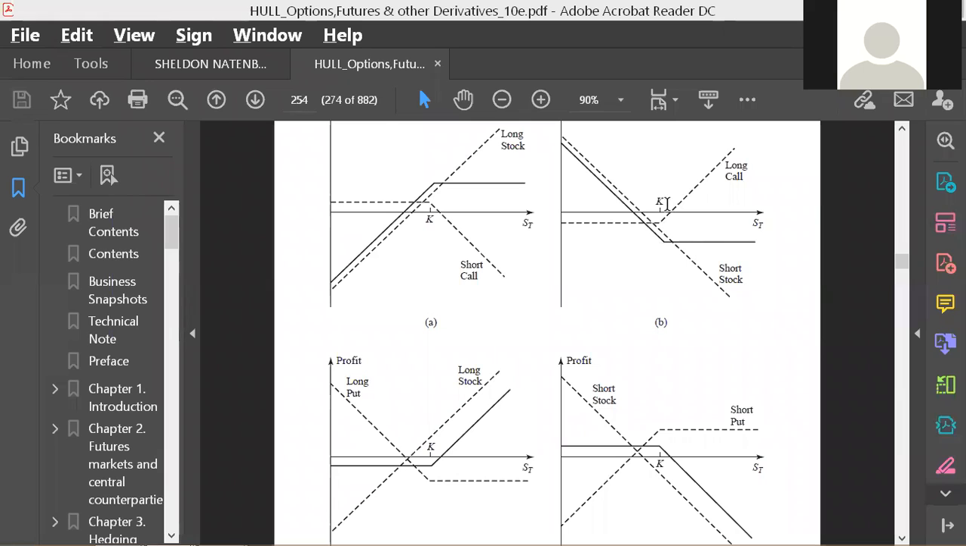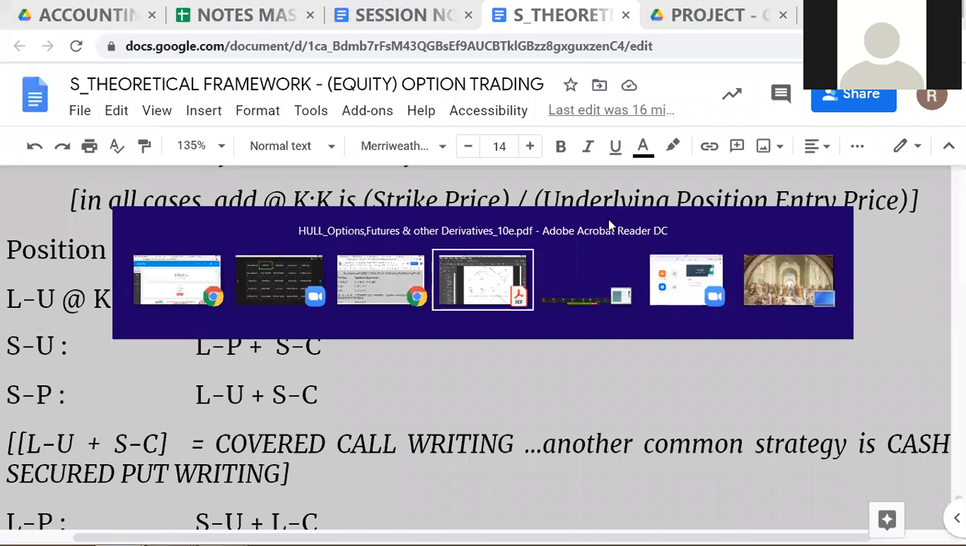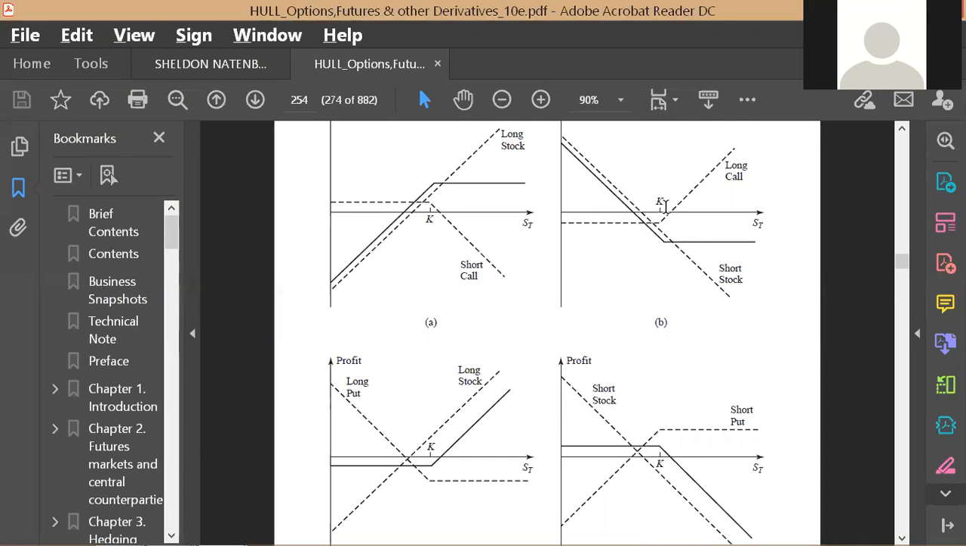So the question is basically, if I'm short the underlying at K, what is going to happen to my profit as the market drops? We are looking at short underlying. As the market drops below K, my short underlying position, am I making money or losing money? Making money, okay.